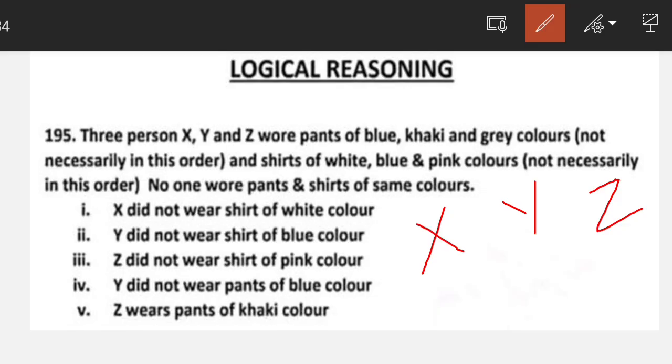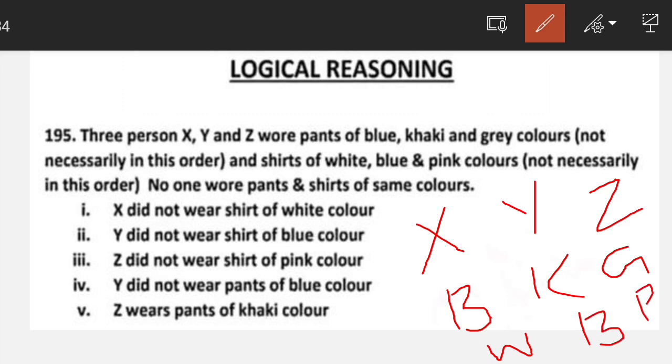Blue, khaki and grey colors. So just write blue, khaki and grey color. And shirts of white, blue and pink. We can change this order because it has been written not necessarily in this order.